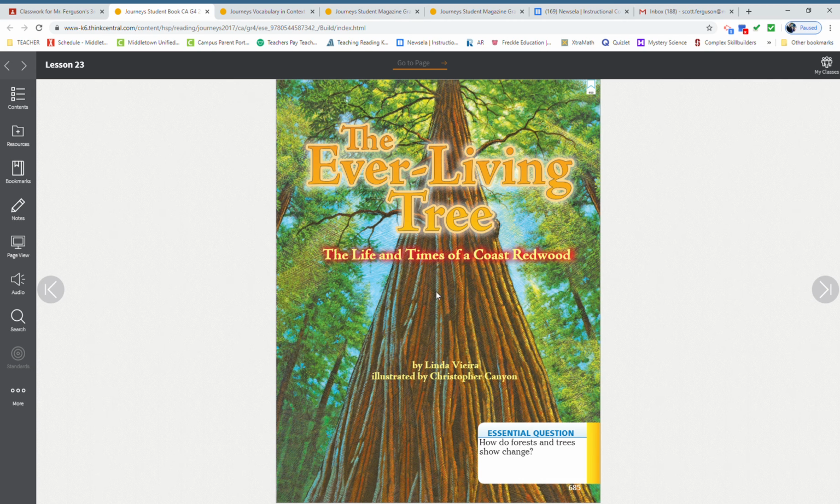It's a really neat story that compares the life of this old ancient tree to the historic times that were happening as this tree was growing. So the essential question I would like you to think about as you're reading the story: how do forests and trees show change?